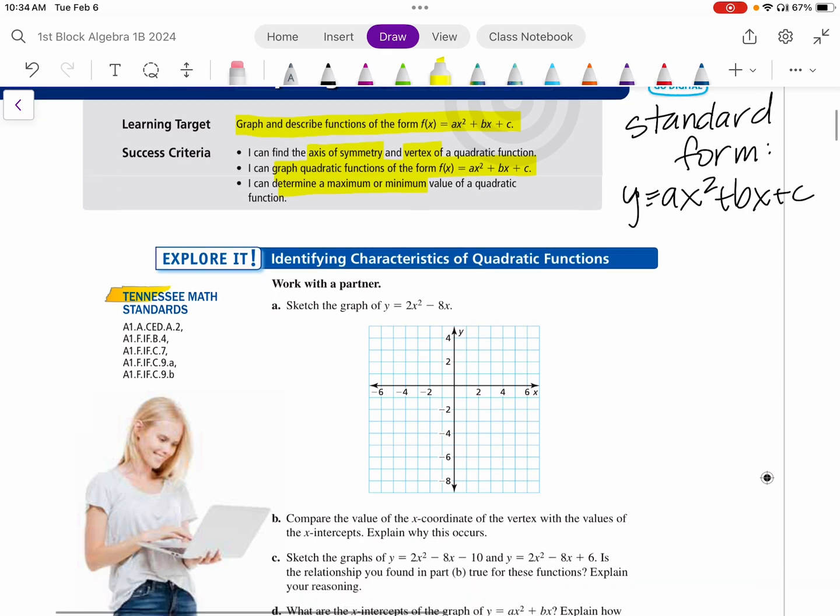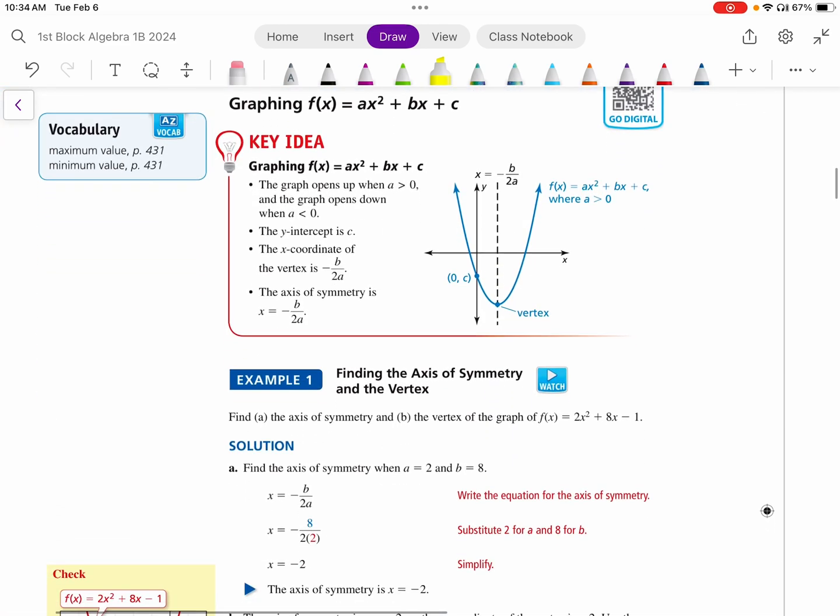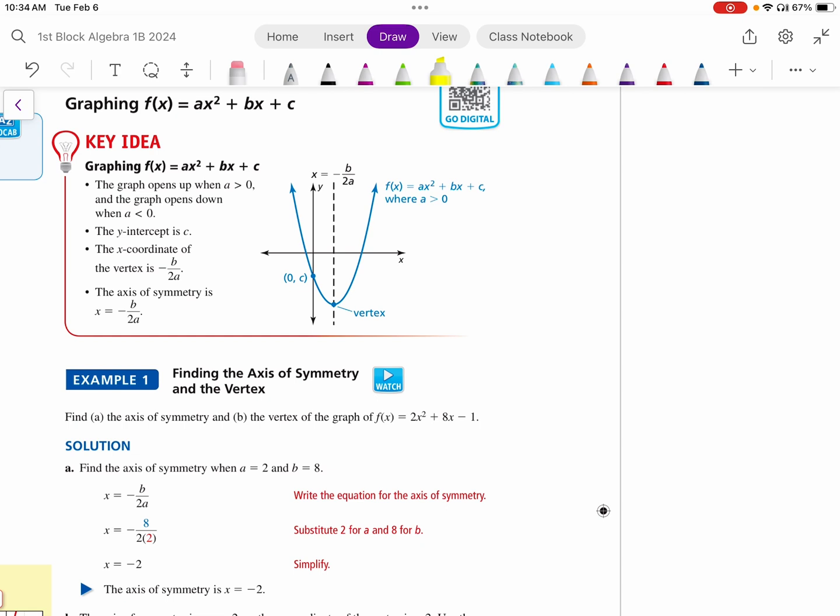All right. Let us scroll down to key idea. Graphing f of x equals ax squared plus bx plus c. We know that the graph opens up when a is positive, and we know that the graph opens down when a is negative. The y-intercept is always whatever c is. The y-intercept is c.